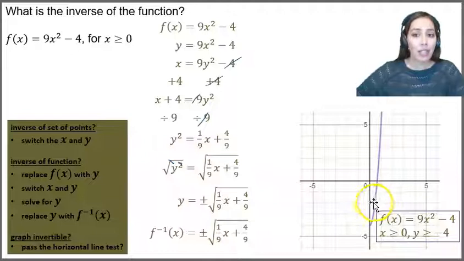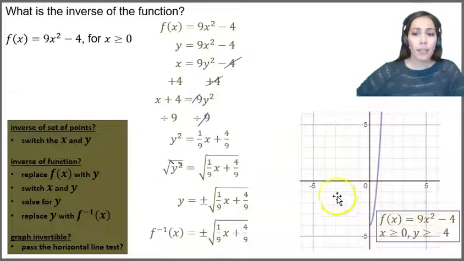Now, the other thing that they did not give us that we need to figure out is the range. Now, the range has to deal with y. So y is up and down. I can see that I have at this point negative 4. My graph is only above negative 4. It never goes below negative 4 on the y-axis. So I can write my range restriction as y greater than or equal to negative 4. So x goes to the right of 0 and y is above negative 4.